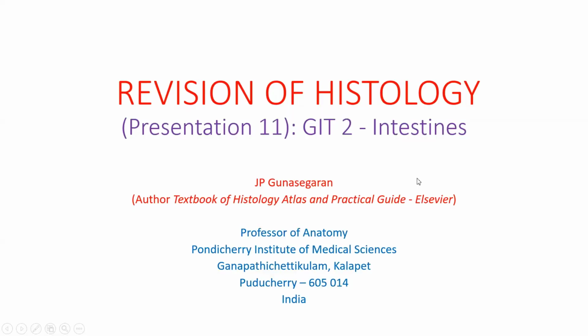This presentation deals with intestine. Intestine is divided into small intestine and large intestine. Small intestine is the principal site for absorption of products of digestion and is divided into 3 parts, namely duodenum, jejunum and ileum. They are provided with finger-like projections called intestinal villi for absorption.